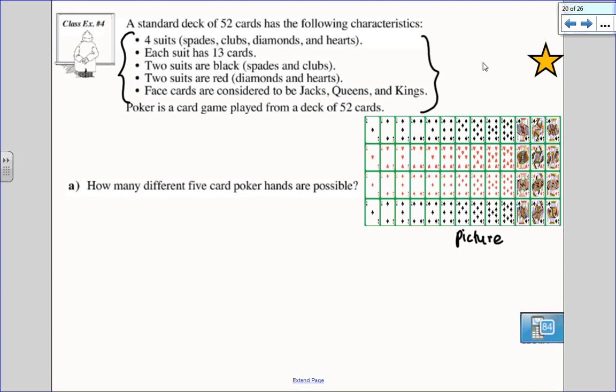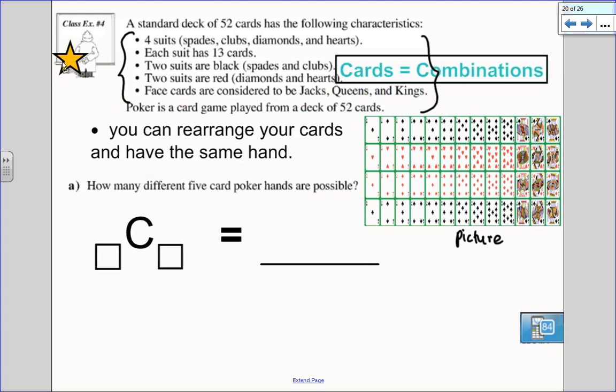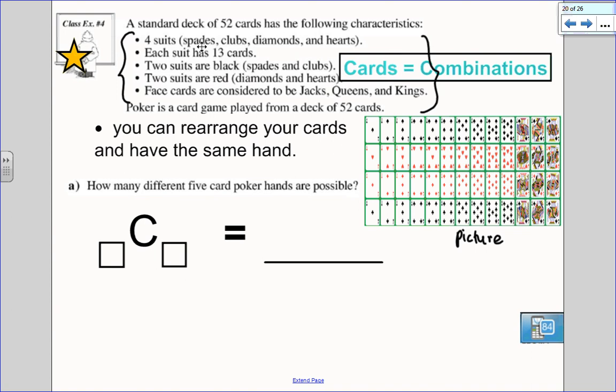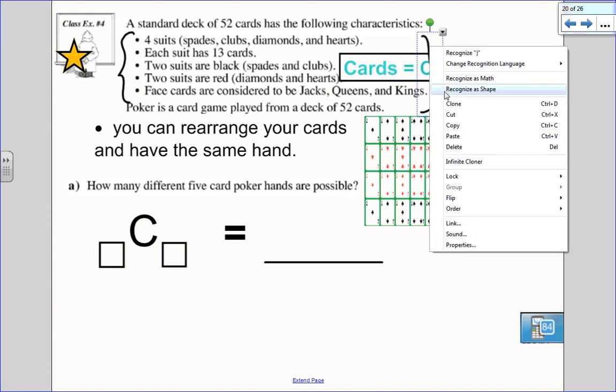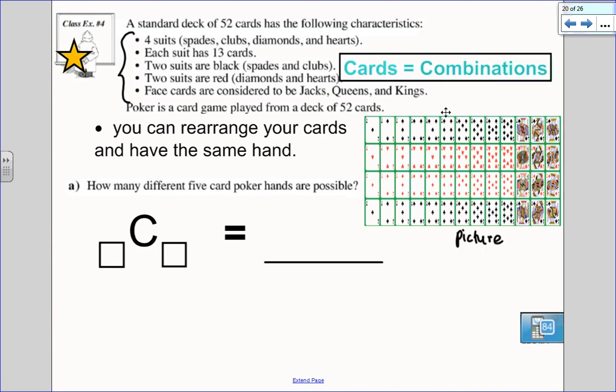Now, card questions without fail are always going to be a combination question. Okay, so that's really important to note. So card questions will always be combination, because as soon as you get your cards in your hand, you can shift them around. Okay, so that's why card questions will always be combination.